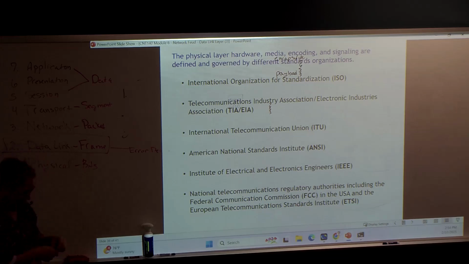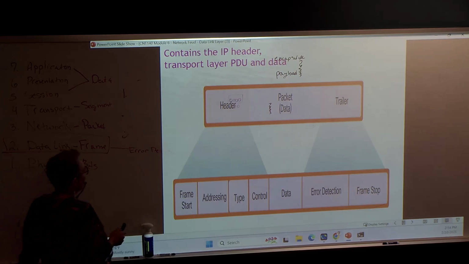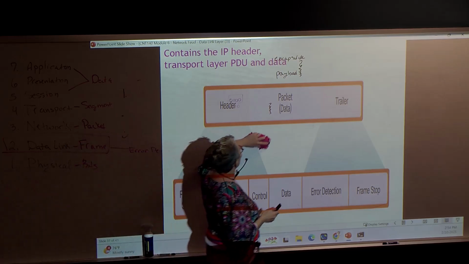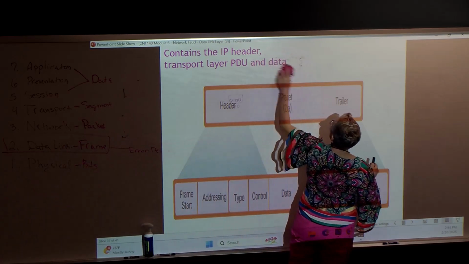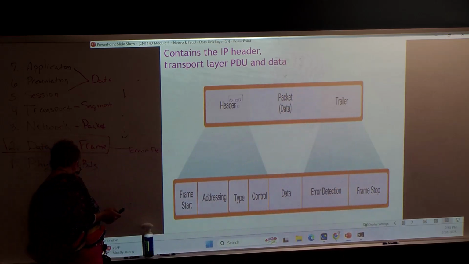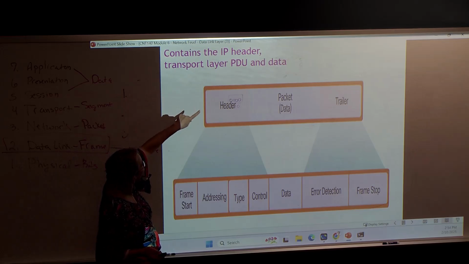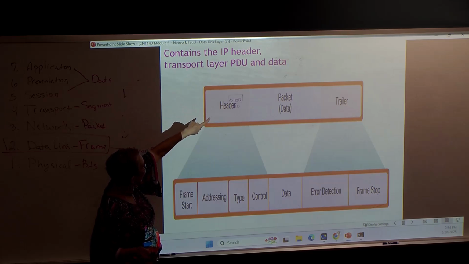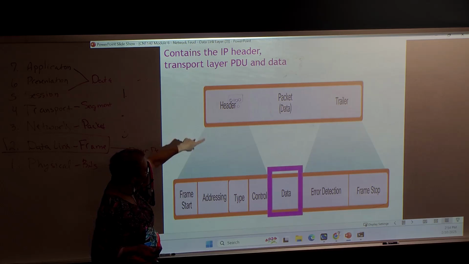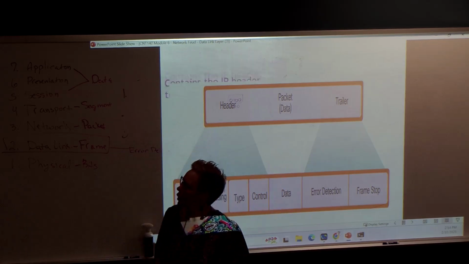Joel, we're going to start with you. And I'm going to start because I showed the answer to this one already. All right. So the question is, where would I find the IP header? Where it contains the IP header, the transport layer protocol, PDU, and the data. Where would I find that? I would find that in the data. Okay. All right. So you get the next one.